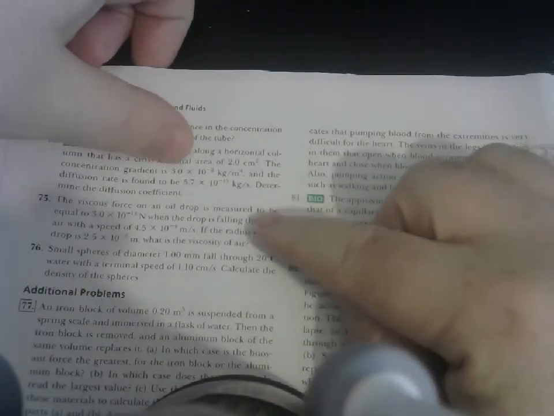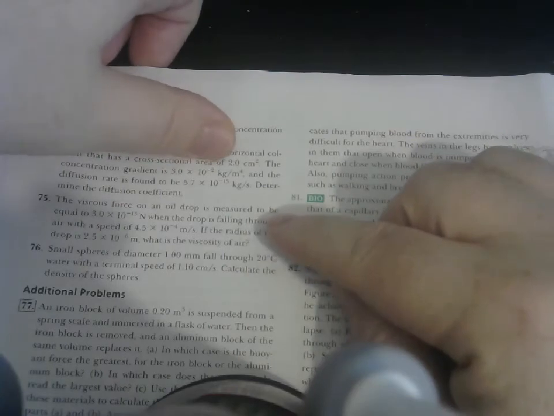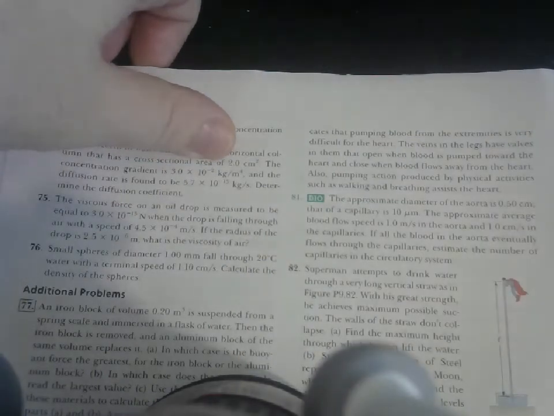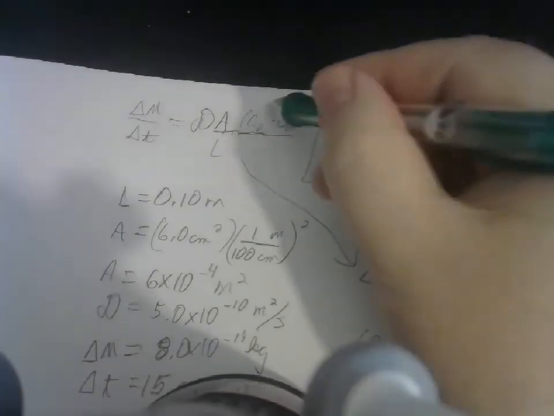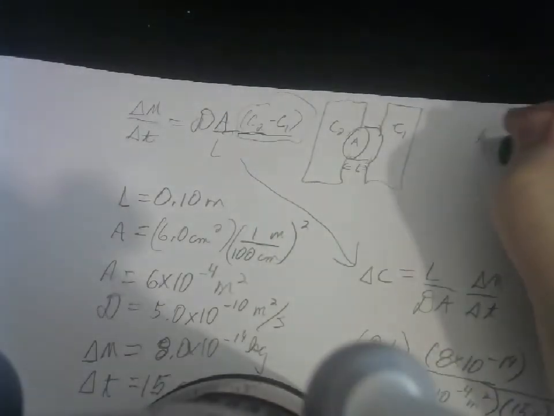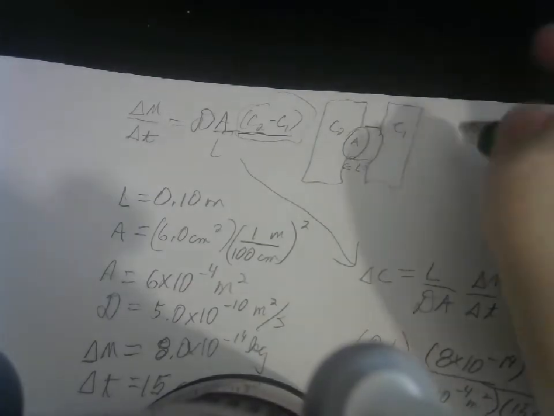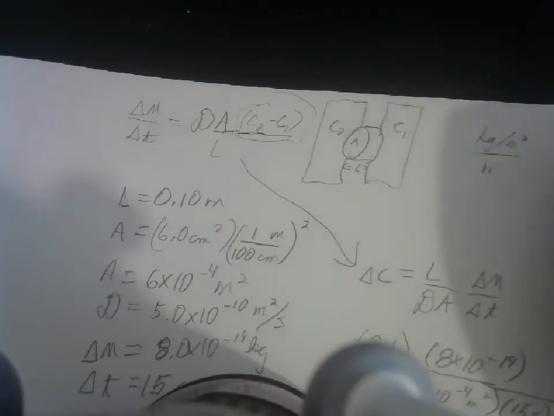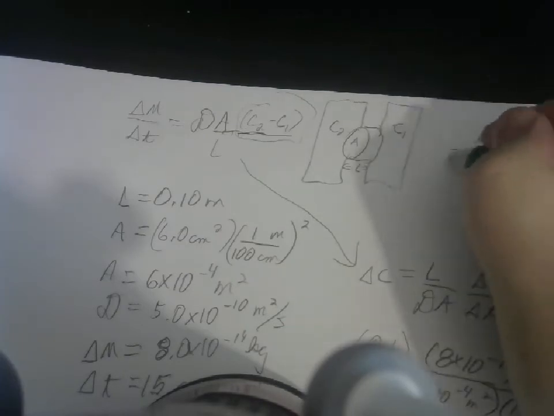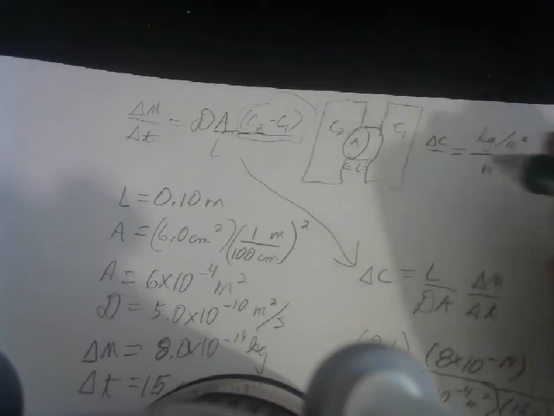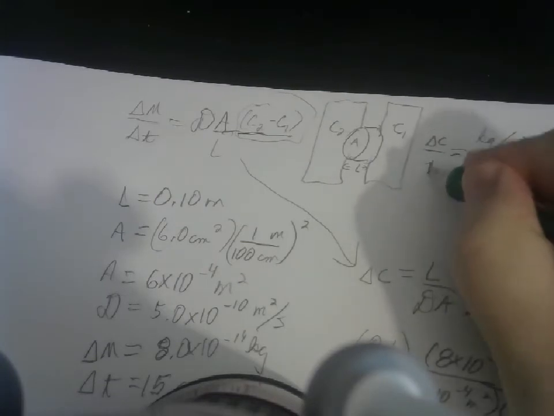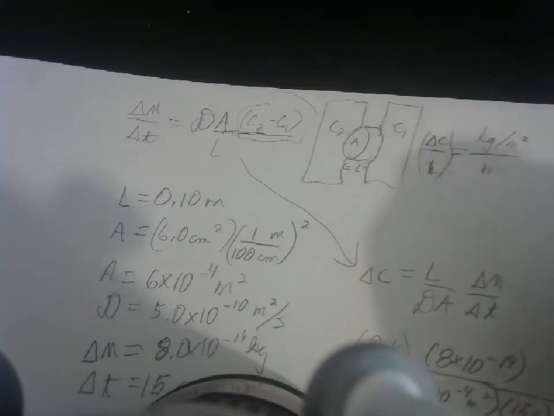In number 74, you'll notice that it says the concentration gradient is 3 times 10 to the negative second kilograms per meter to the fourth. So the change in concentration here is kilograms per meter cubed, and then divide that by L, and you get kilograms per meter to the fourth. So this is equal to the change in concentration divided by L, which is the value they're giving.